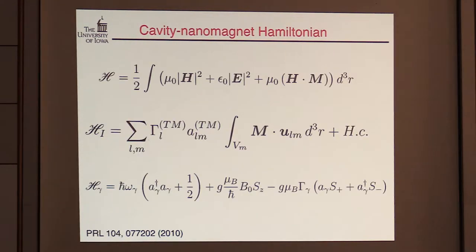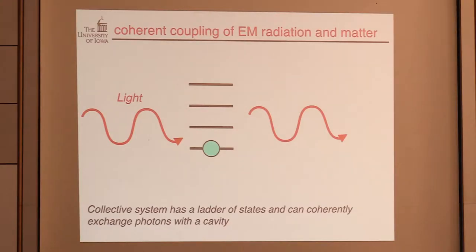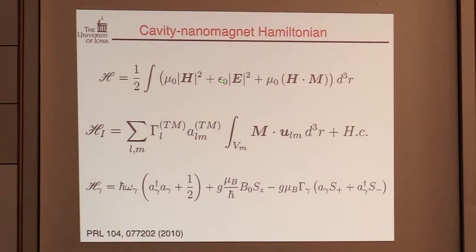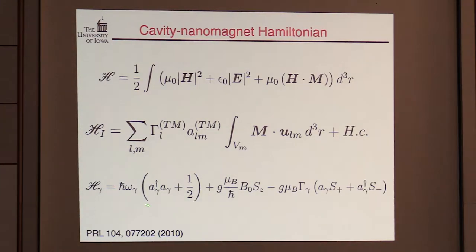Okay, so let's look a little bit more in detail at this set of states and the interaction of these spins with the photons. You have a cavity nanomagnet Hamiltonian that's just from the electric and magnetic fields. So this is the cavity mode here. This is the interaction with the nanomagnet itself, which you can separate into appropriate modes. And you end up with a Hamiltonian that looks relatively straightforward, although there is dependence of these terms coupling the spin and the photon modes on the number of spins and the number of photons in the system.